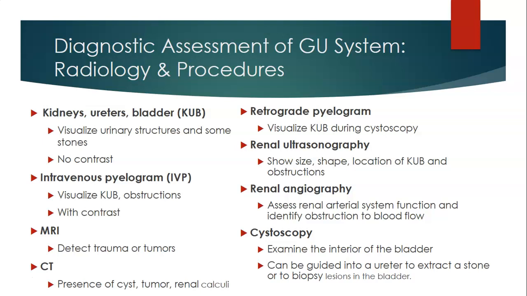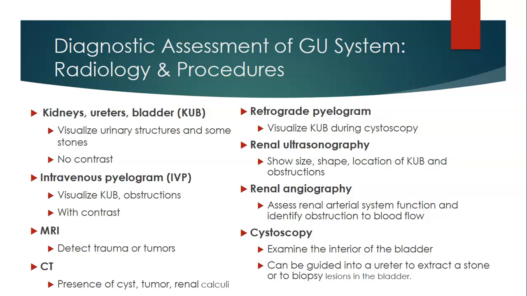Retrograde pyelogram. This is used to visualize kidneys, ureters, and bladder during cystoscopy. Catheters are threaded into the ureters during a cystoscopy to inject dye backwards into the kidney.